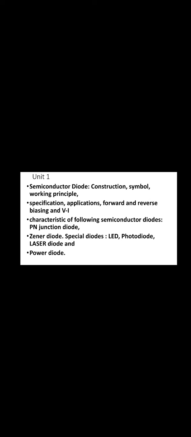VI means voltage and currents. Then PN junction diode, that is also the semiconductor normal diode. Then Zener diode. PN junction diode basically works in forward bias, while Zener diode basically works in reverse bias. Special diode: now everyone is aware of what an LED is. LED is a light emitting diode.